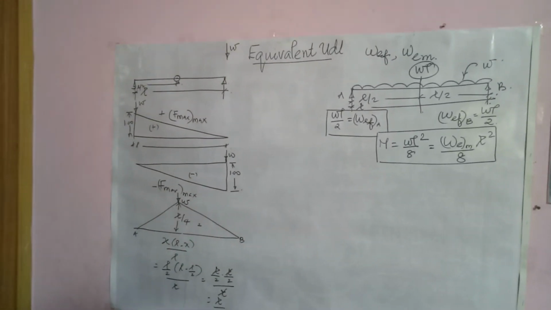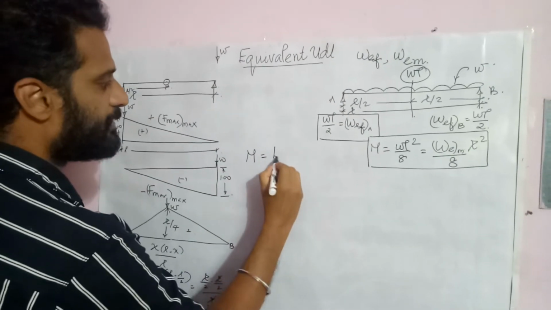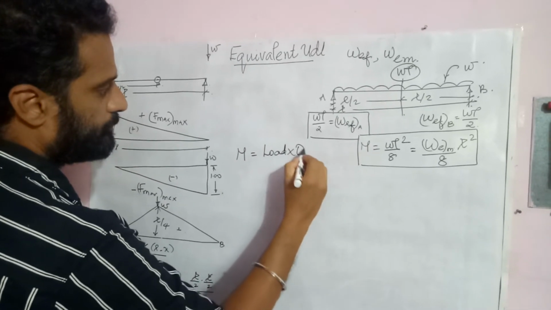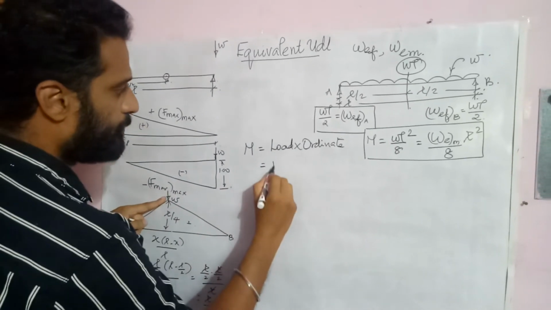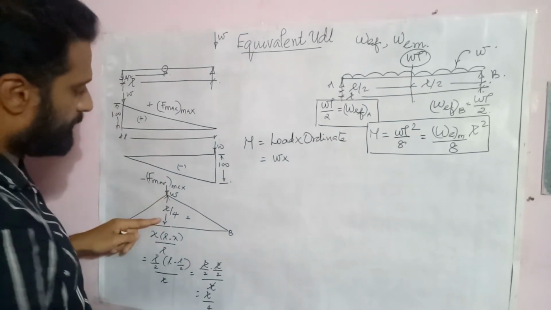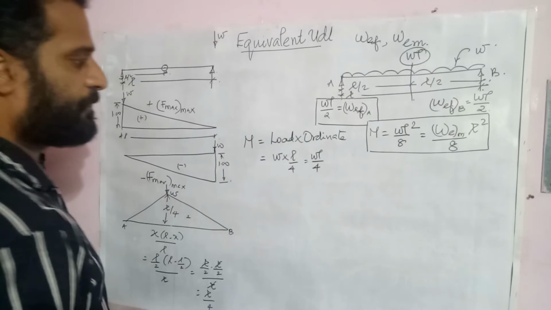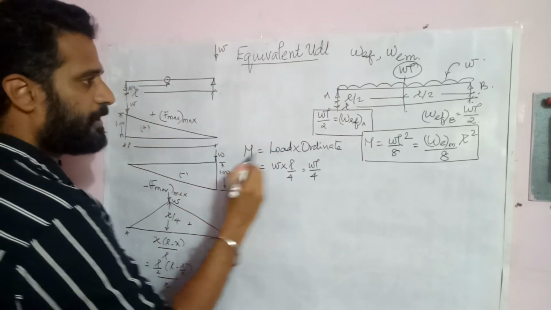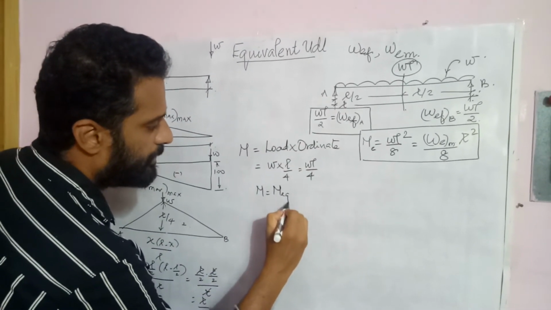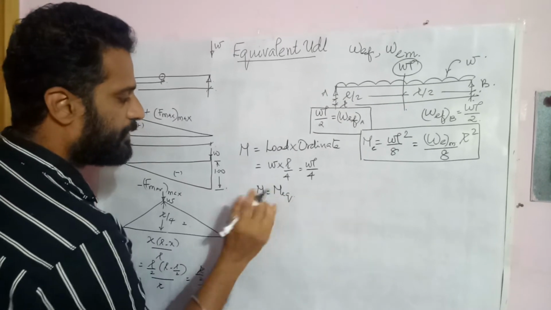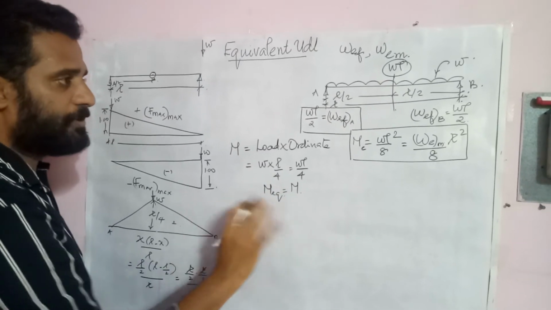So now I am calculating the moment. What is the moment here? Moment is load into ordinate. So what is the load? Load is W, ordinate is L by 4. So the formula is WL by 4. So this is the actual moment and this moment is the equivalent moment. Now substitute the moment equal to equivalent moment. Even in reverse, the equivalent moment is equal to the moment, whatever it may be. I am just doing it for calculation purposes.